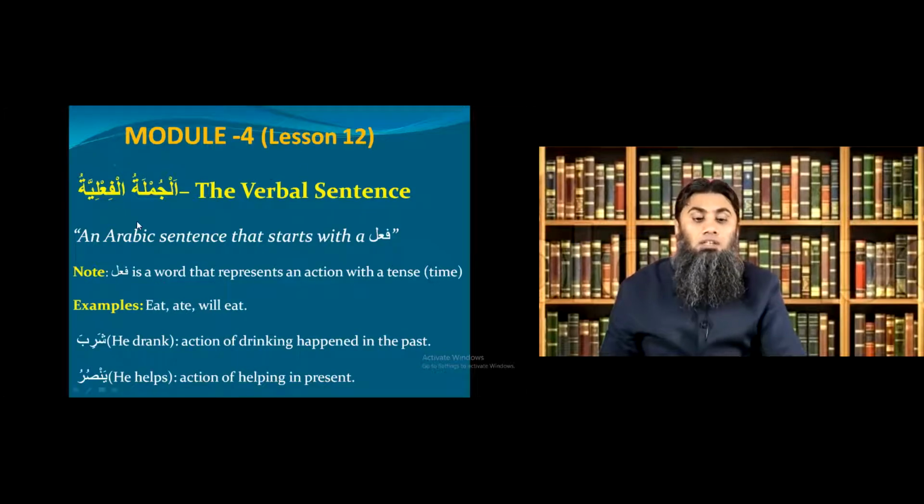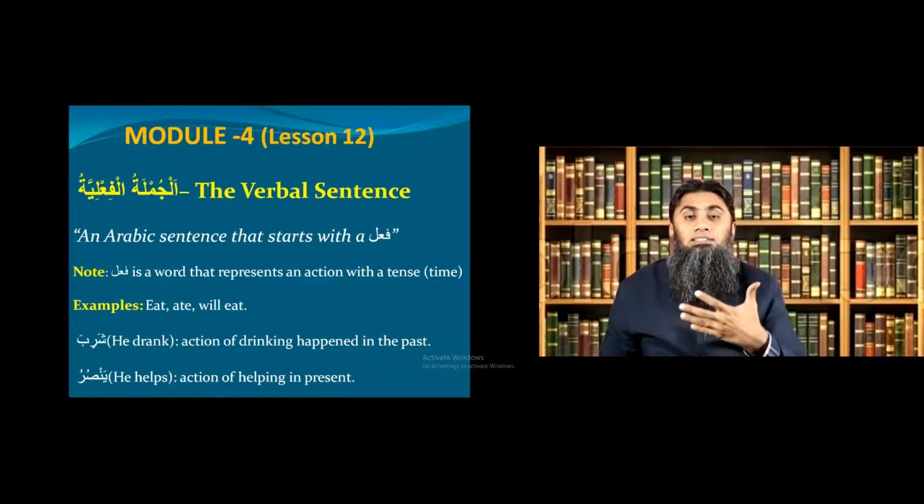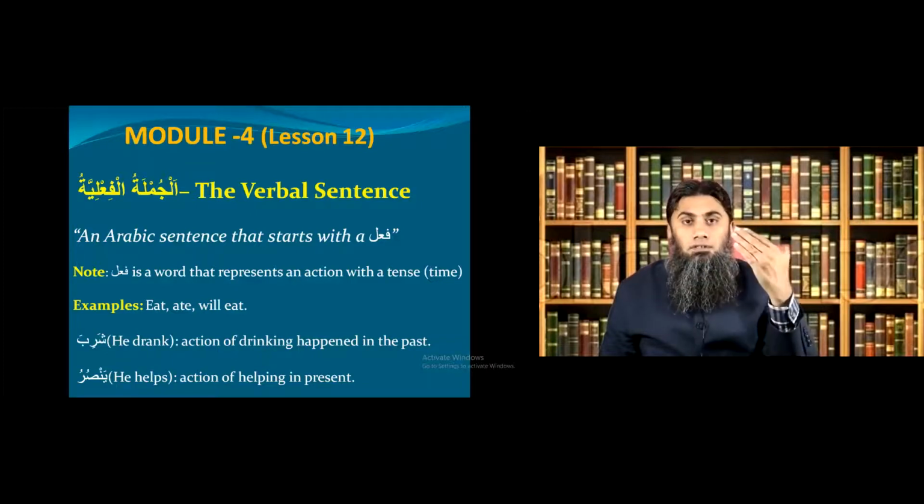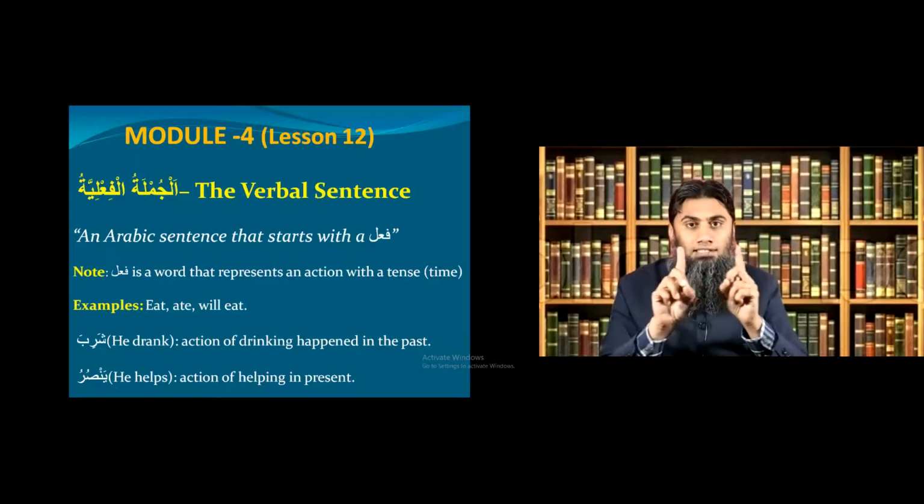Jumlatul fi'liya or verbal sentence is an Arabic sentence that starts with a fail. Clear? What is fail? Fail is a word that represents an action with a tense. So action and tense. Tense means element of time: past, present, or future. So action and tense together.